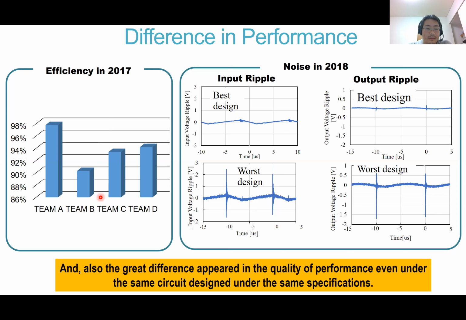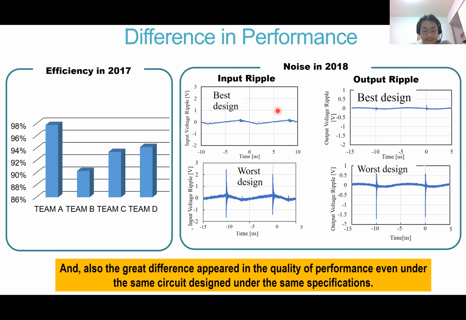The worst design here, team B, consumed 10% of the input energy as power loss, although the best design, team A, consumed less than 3% of the input energy. This difference is quite big because an efficiency difference of 1% is commonly significant in the actual market of buck converters. Similarly, the input and output noise voltage showed great difference among the teams.